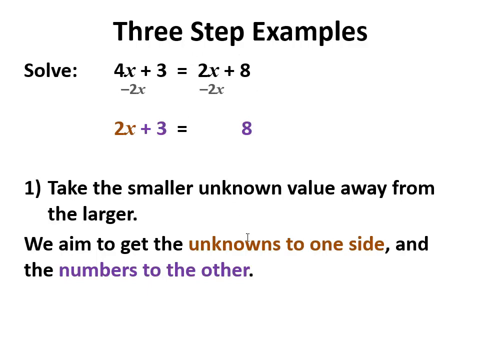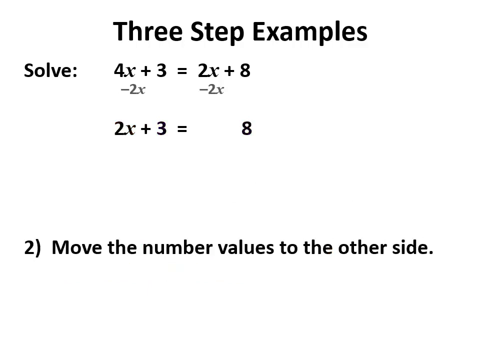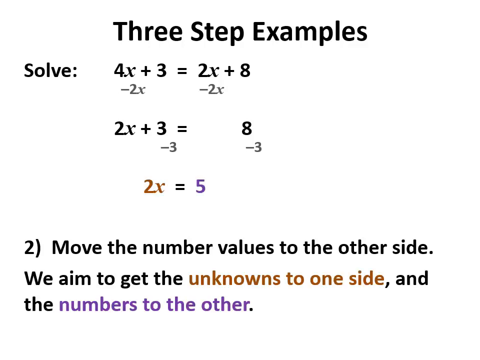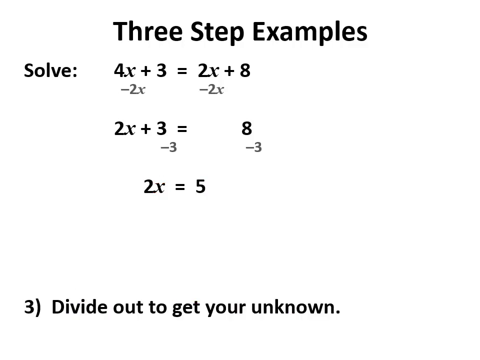So we're aiming to get the unknowns to one side and numbers to the other. Well, we've got the unknowns to one side, so we need to get the numbers to the other. We do that by taking the 3 from the left hand side to the right hand side. That leaves us with 2x is equal to 5, and we've succeeded in doing what we wanted to do. We have the unknowns on one side and the numbers on the other, and then we divide out to get our unknown. So the answer is 5 over 2, 2.5.